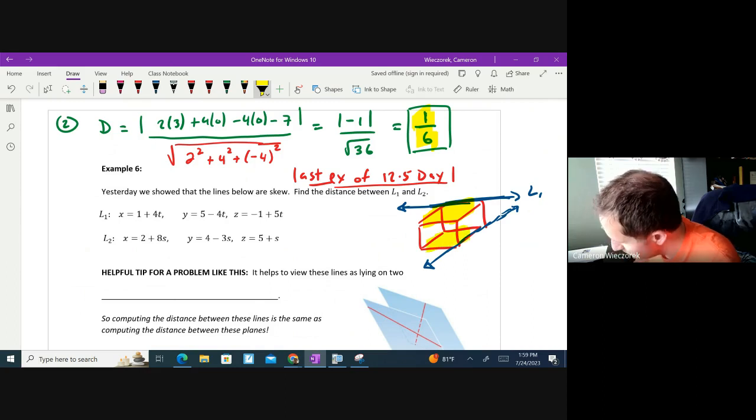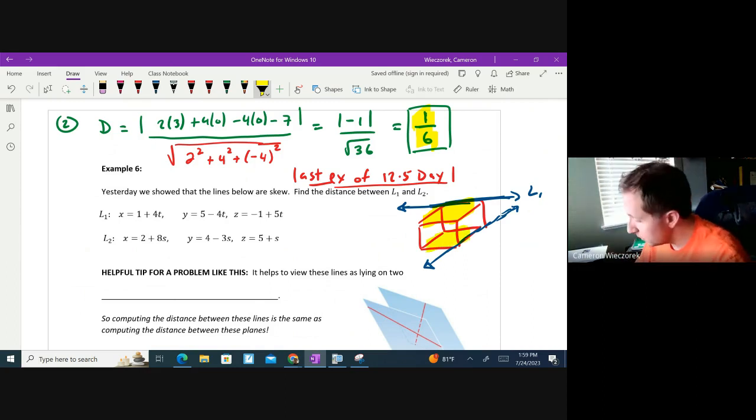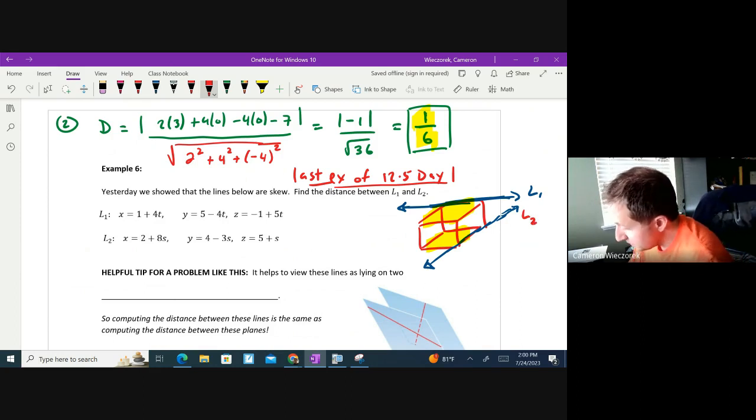Okay. The plane on the top and the plane on the bottom are parallel planes. The lines are skew. They don't move in the same direction, but they also don't intersect. So they're not parallel, they're skew. There's L2, maybe. If I want to find the distance between those lines, it's the same as finding the distance between those two parallel planes.